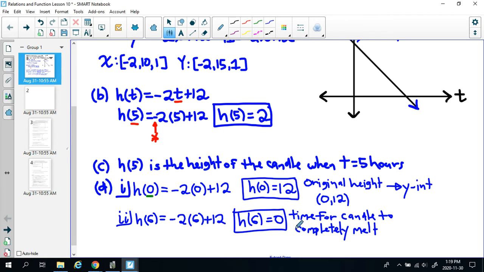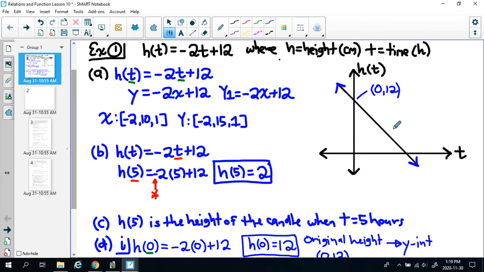Okay, I should also point out right here the time for the candle to completely melt. That is also the x-intercept. So the x-intercept would be (6, 0). If you go back up to the graph here, you could label the x-intercept. So what that means is after 6 hours of melting, your height would then be 0 centimeters for the candle.